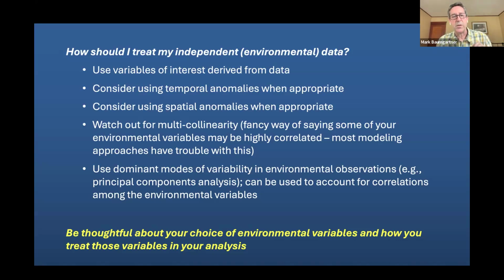It's important to consider using temporal and spatial anomalies when appropriate, and I'm going to give an example of this in just a second. Sometimes, just sticking in temperature, it may turn out that the species you're interested in is not responding to temperature per se, but temperature relative to what's available to it at that time.